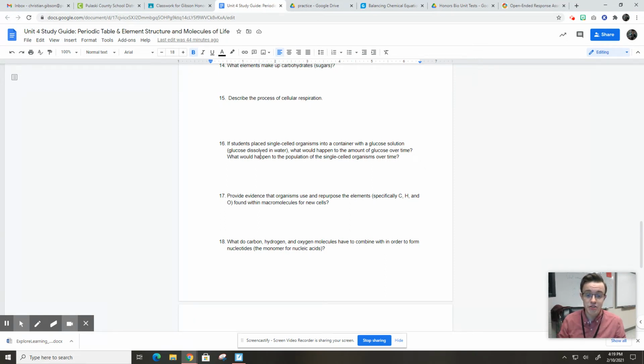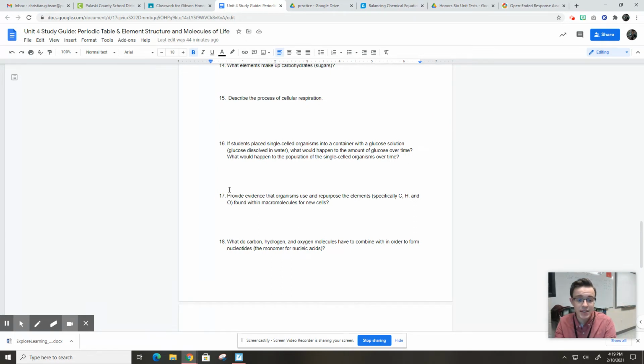What happens to the population of the single-celled organisms? Well, you've got all these organisms that have a ton of glucose around them. This is a feeding frenzy. They now have this glucose buffet, so their population is going to increase. So over time, the glucose would go down, and the population of the single-celled organisms would go up, because they have all that free food, basically.